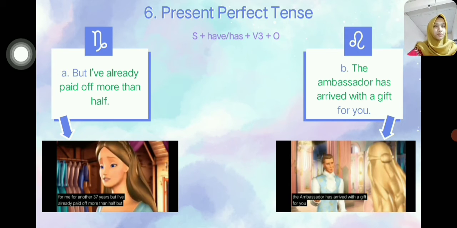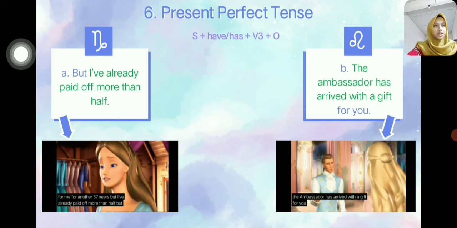Number 2: "The ambassador has arrived with a gift for you." The ambassador is the subject. Has arrived is has plus verb 3. With a gift is the object.